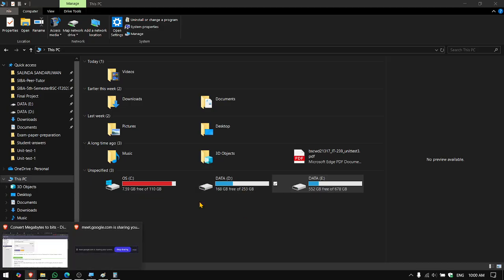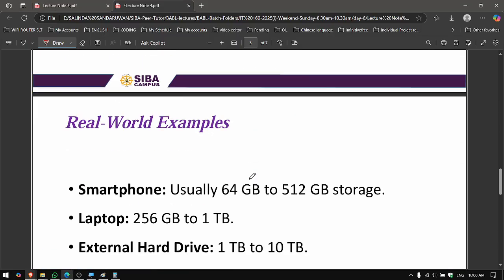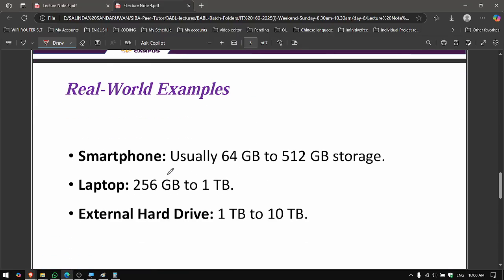Then what else do we have? Smartphone storage: 128 GB, 512, 64 GB, especially in Apple devices. Laptop hard disk: 128 GB SSD, 256, 512, 1 TB. External hard drives, you can find from 1 TB to 10 TB, likewise.